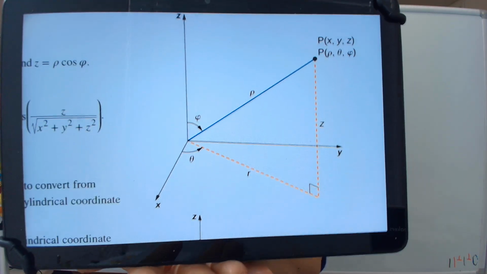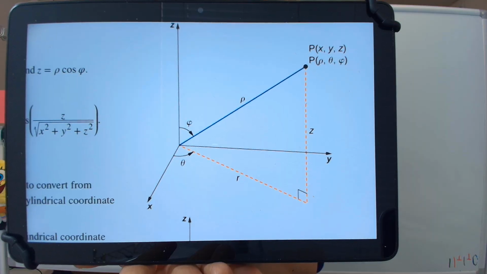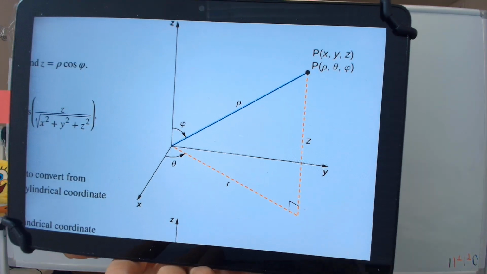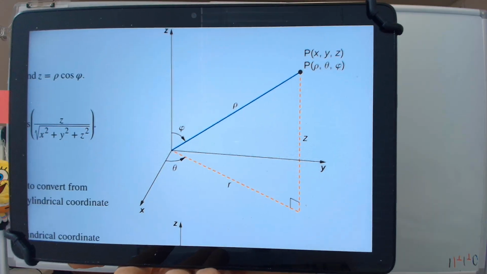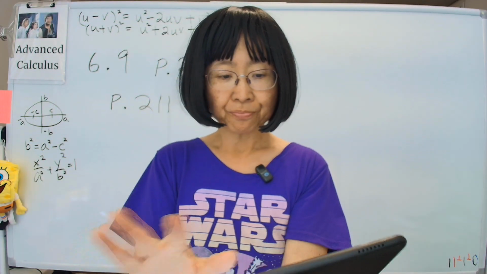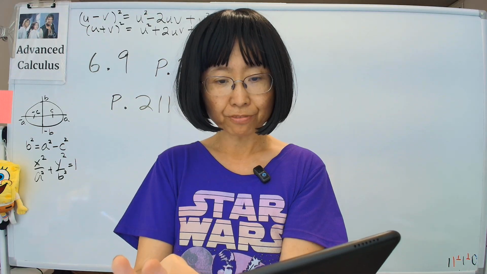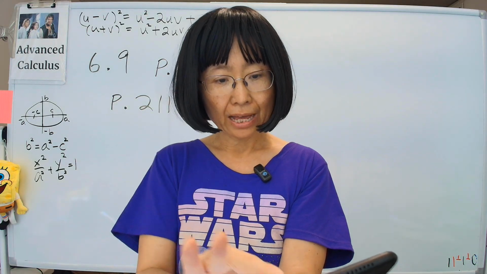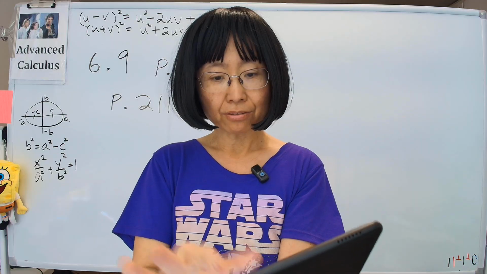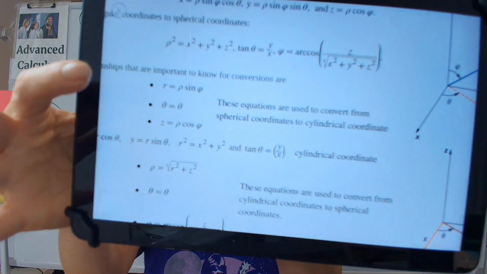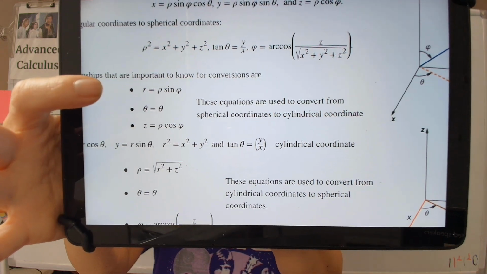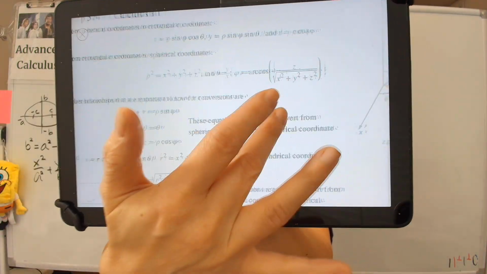In this book, however, they use r for both situations. So you have to make a distinction here, okay? And don't let yourself get confused by which one is r and which one is rho. R and rho in the coordinate system have a conversion formula. Right here, it says that the conversion between rectangular and spherical is that r equals rho sine phi. And if you look at the picture, you know why.